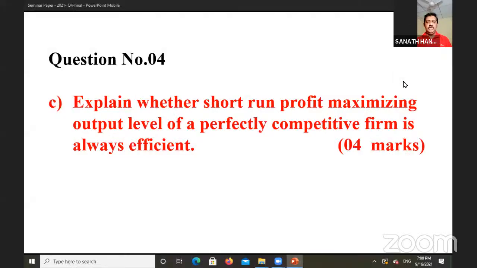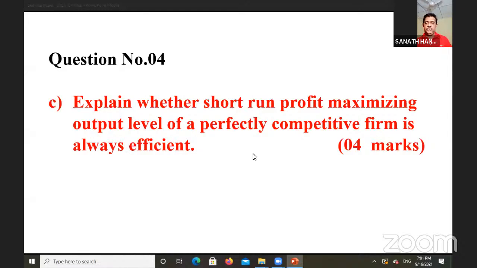Short-run profit maximizing output level. Explain whether short-run profit maximizing output level of a perfectly competitive firm is always efficient, right? Always efficient. Now here, the key concept is what? Short-run profit maximizing output level. You have to prove whether it is efficient or not. And they say always efficient, right?